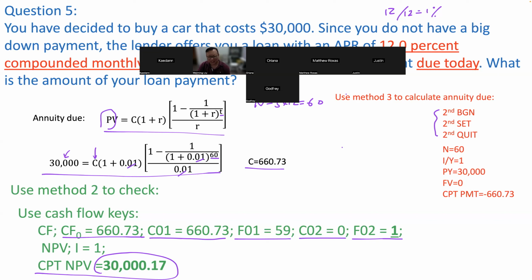Okay, good, awesome. Godfrey asked the question, why do we need to input C02, F01? We don't need to enter that actually. If you happened to enter it, you can just enter it that way. Sorry for the confusion, because in this case, we only have one cash flow stream.